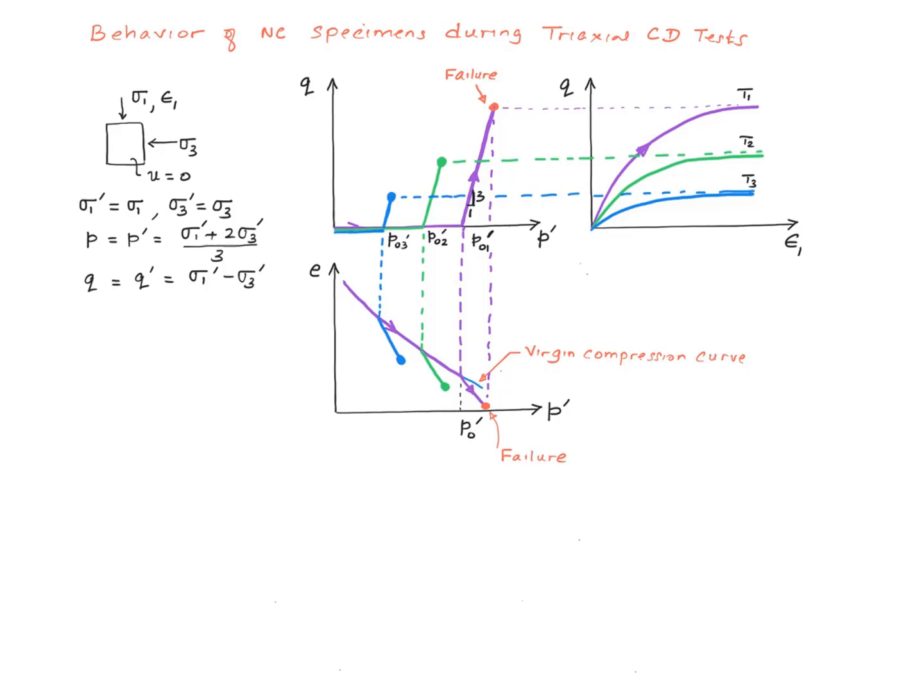Here are the results of my other two tests. Test 2 is conducted with a confining pressure of P02 prime and it fails over here. Test 3 is conducted with an initial confining pressure of P03 prime and it fails over here. The stress strain curves are similar. They are basically hardening type. And I have also shown the paths in the e P prime space.